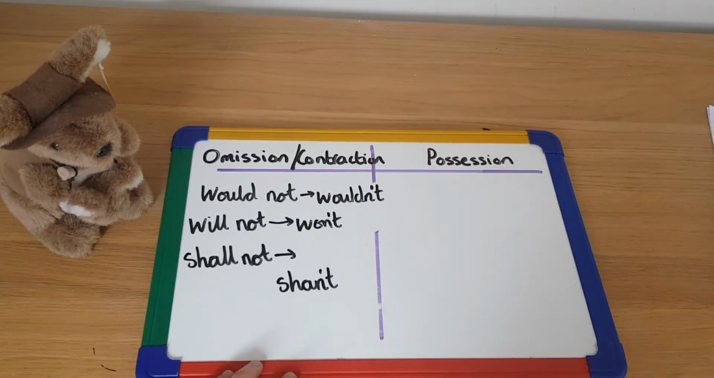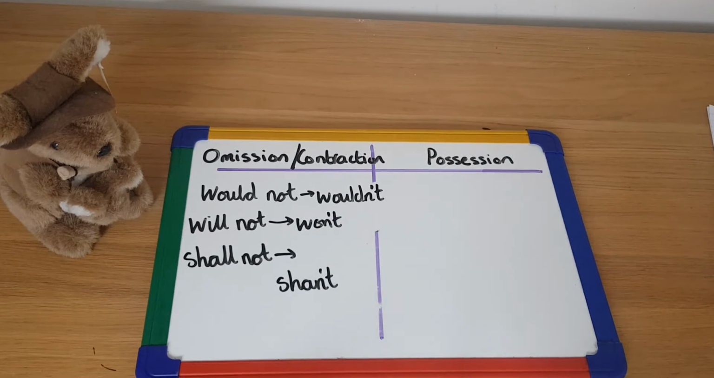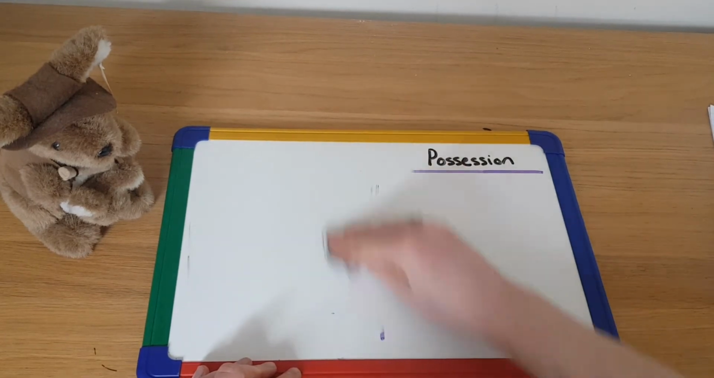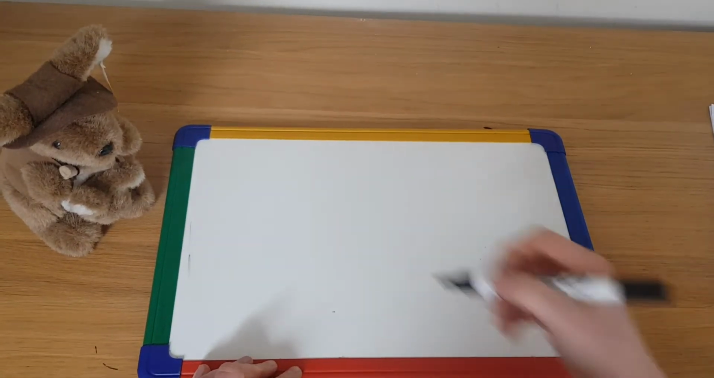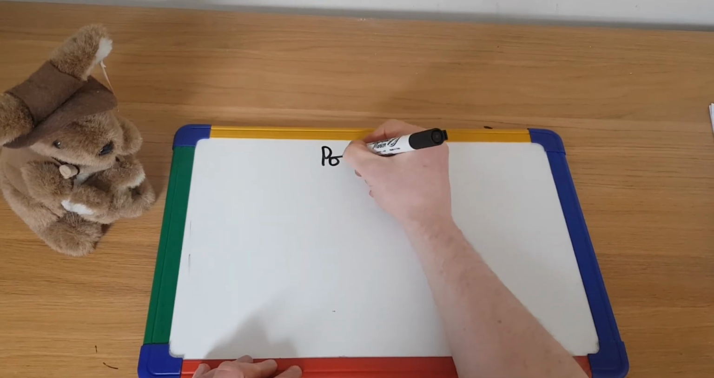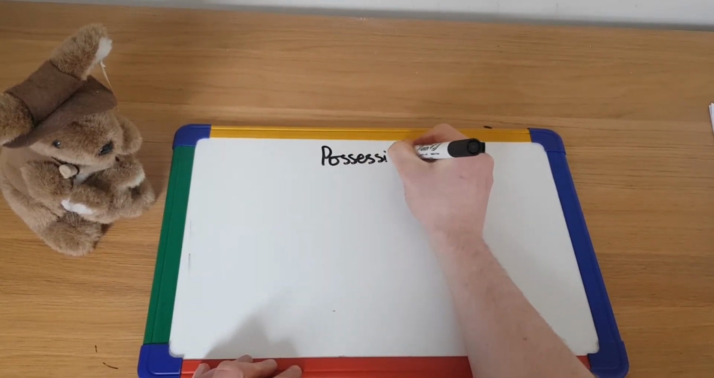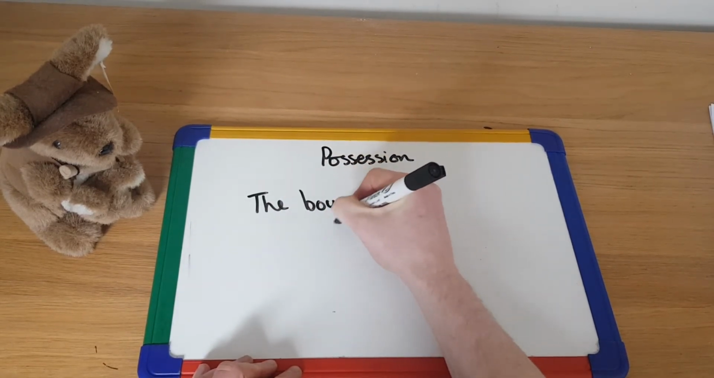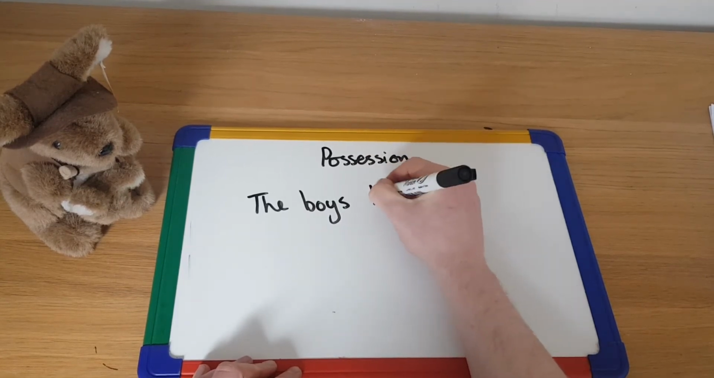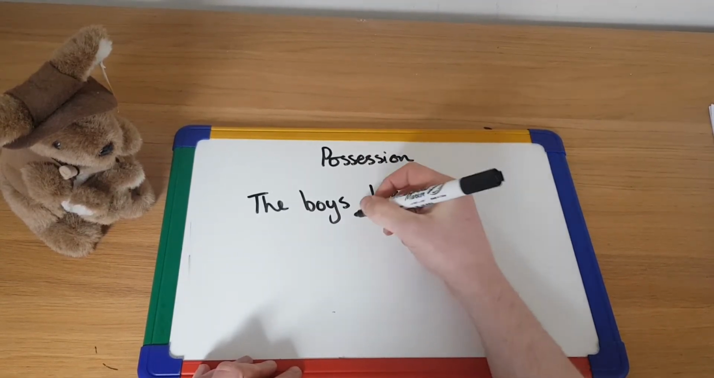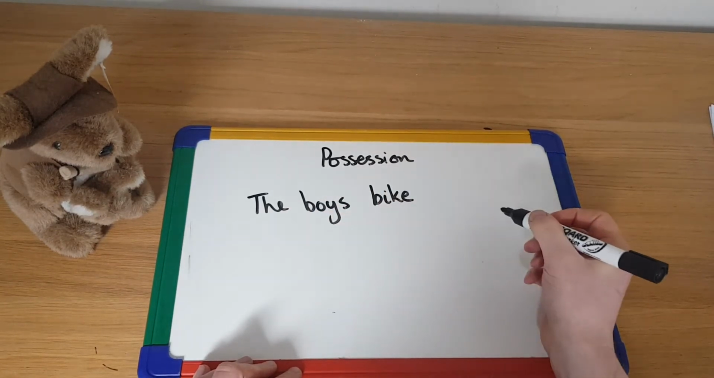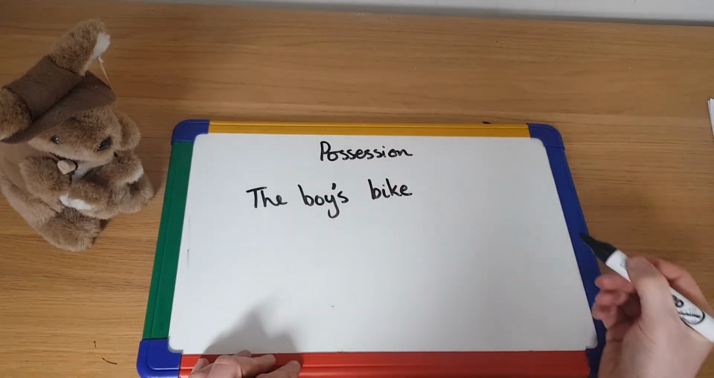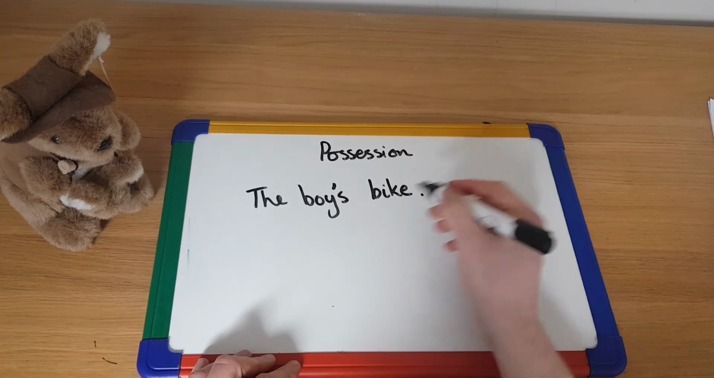The weird one is possession. Some people really get a bit confused with the possession, so I'll try and make it as simple as possible. I'm going to have the whole page for this. This one's just all about possession. This is when you are showing that somebody owns something. So we could say, nice and easy, the boy's bike. If I want to say that this boy owns the bike, I put the apostrophe just before the S.